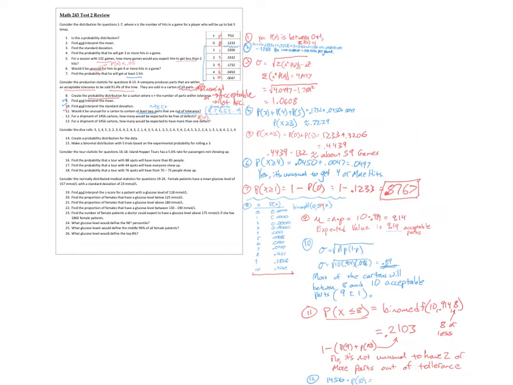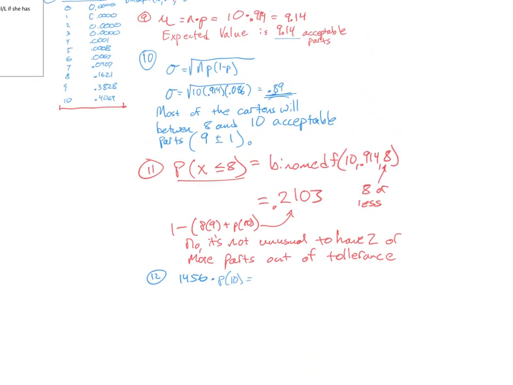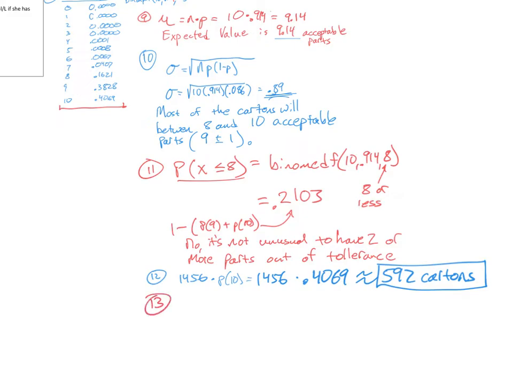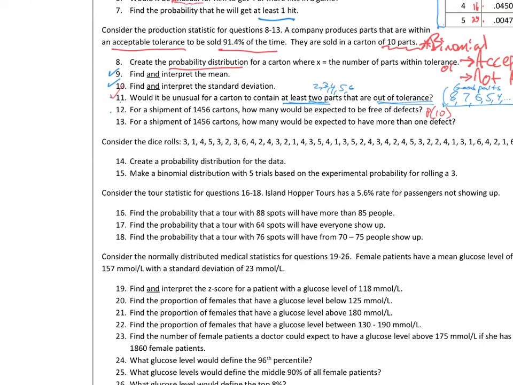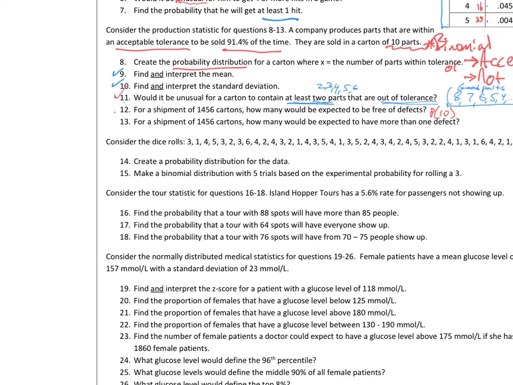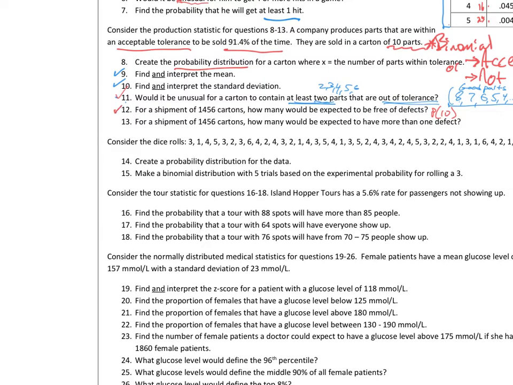1456 times 0.4069, and that's going to give us 592 cartons. So we're interpreting what free of defects means. Free of defects means probability of 10.